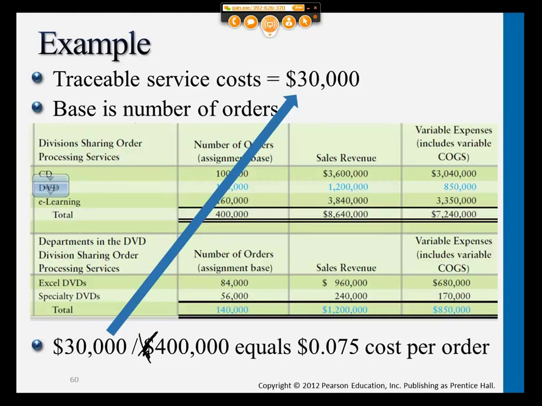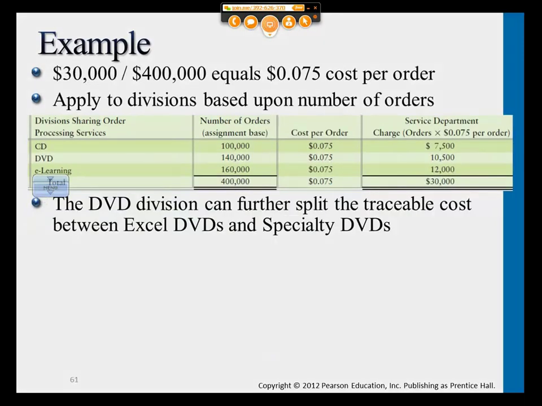So to get cost per order, you take your traceable service cost divided by the total number of all orders, or in this case, whatever the base is that we're using. All right. So let's look just a little bit further. Okay, we got this cost per order. Great. What am I going to do with this? So the next thing, I just put it there that you have this 0.075 cost per order as just given to you.